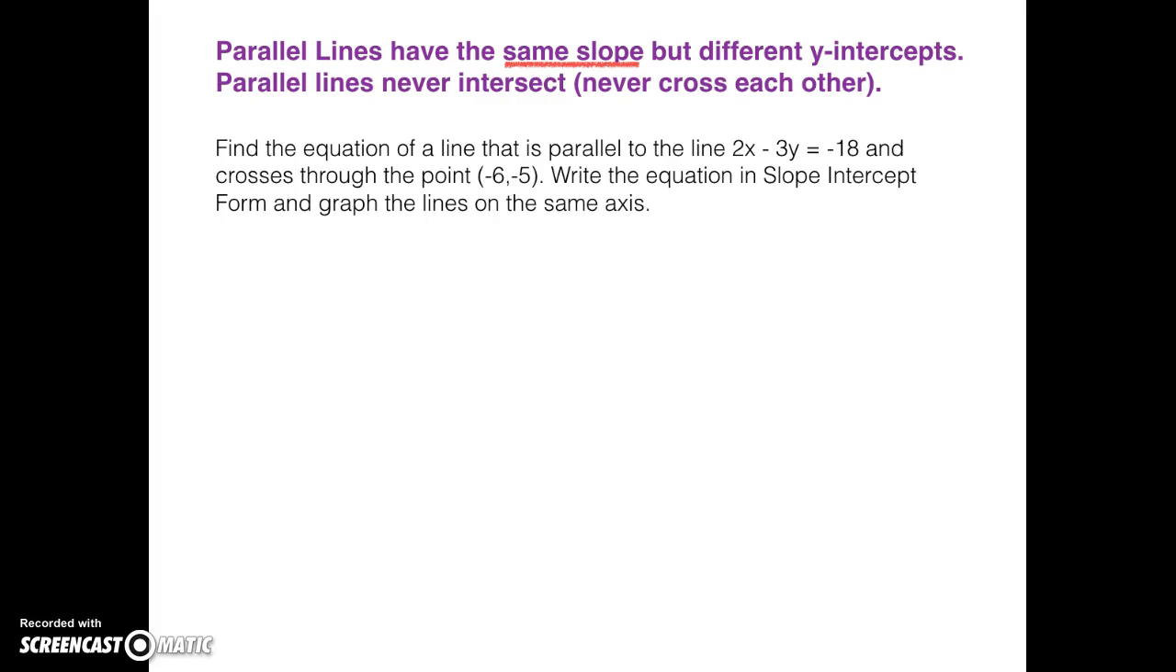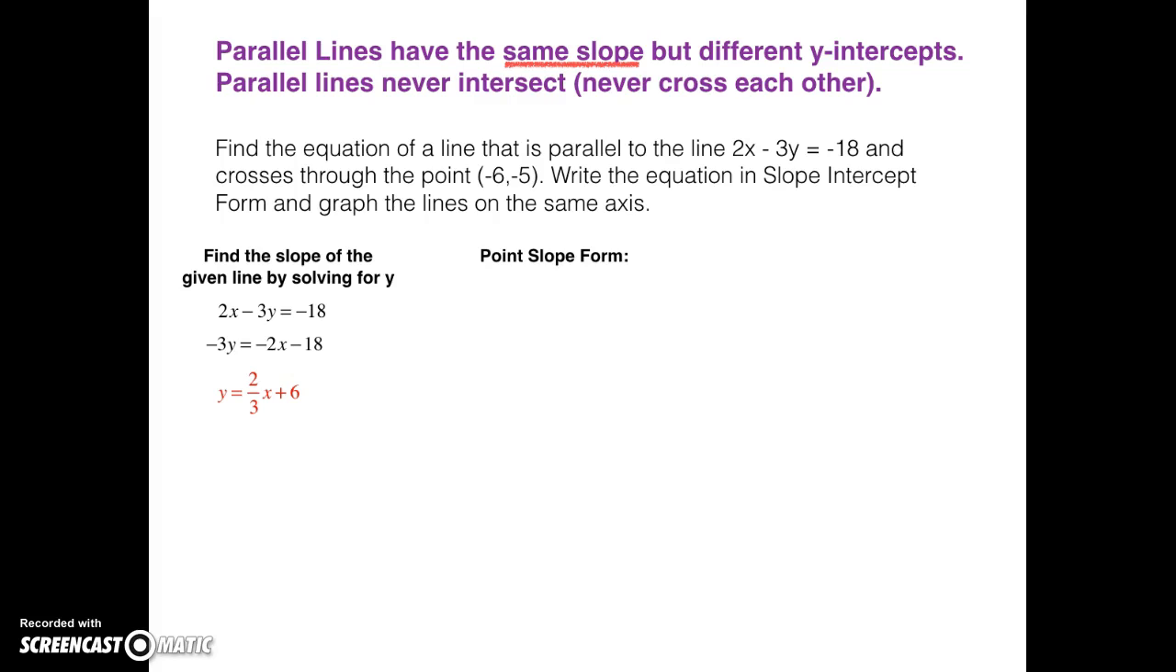Parallel lines have the same slope, so what we need to do is find the slope of the given line by solving for y. So we take the line we started with, 2x minus 3y equals negative 18, and we're going to solve for y by subtracting 2x from both sides and then dividing by negative 3. The equation I get is y equals 2 over 3x plus 6.